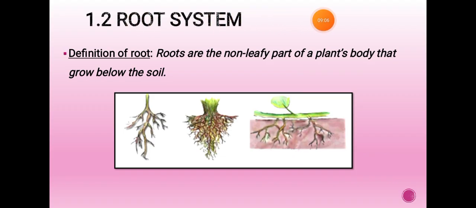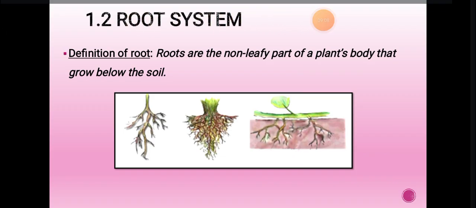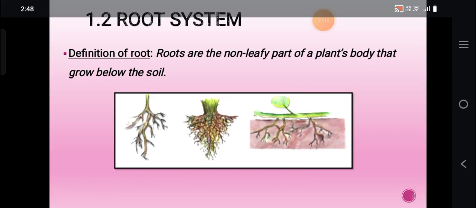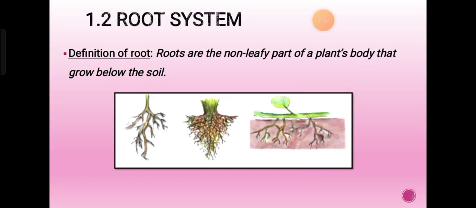So now the root system, the definition of roots. The definition of root is that roots are the non-leafy part of a plant's body that grow below the soil.